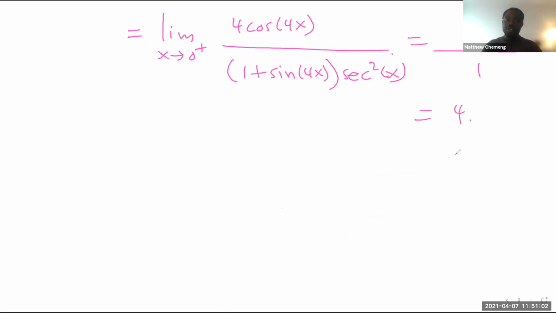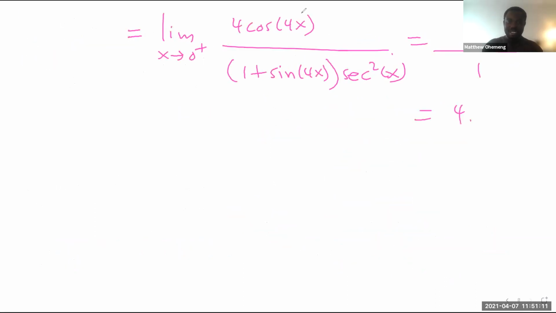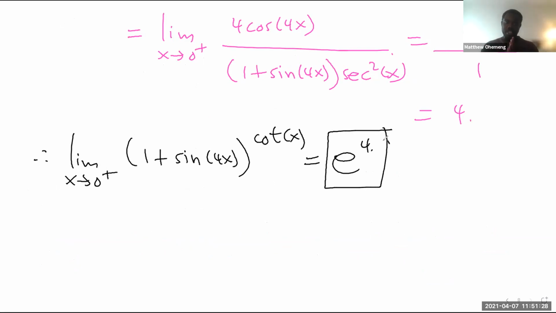But don't forget that 4 is not your final answer. 4 is just the limit for the exponent here. So your final answer will then become what? That's the conclusion. The limit as x approaches 0 from the right of 1 plus sine of 4x to the power cotangent of x is now going to be what? e to the power 4. And that's your answer.